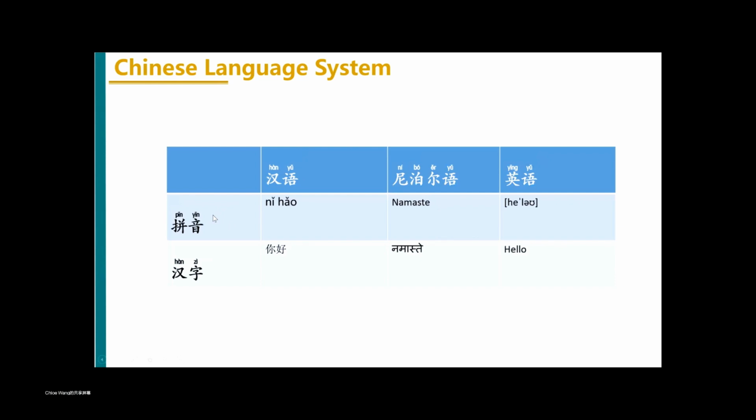So the Chinese meaning of the sound system is Pinyin. Character system is called 汉字. And here I also wrote the name of the system. So Chinese language, we call it 汉语. Nepali language, we call it 尼泊尔语. And the last one, English, is 英语.